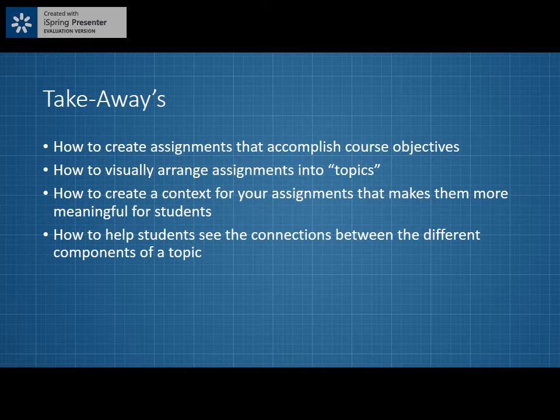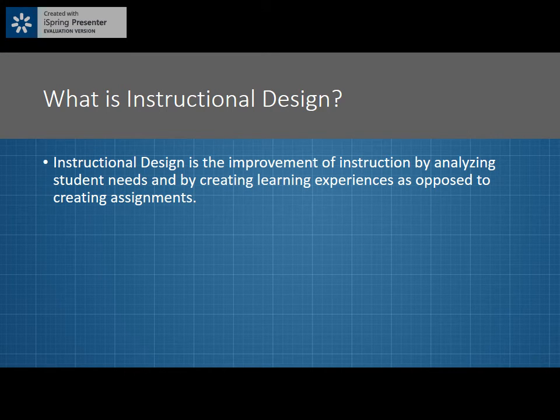Instructional design, what is it? Instructional design is the improvement of instruction by analyzing student needs and by creating learning experiences as opposed to creating assignments. This is exactly what I'd been trying to do all along. Today we will be dealing with a specific piece of instructional design. We will be designing topics. These topics will give our assignments a context for existing.